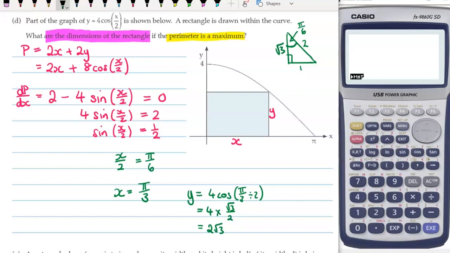That is the same as root 12, which is the answer given in the back of the booklet. But it would be better to have it in the simplified form of 2 root 3. Either one, though, is going to get you the correct answer. So if you write 2 root 3, or you write root 12, or you write its decimal equivalent, all of those would be fine.